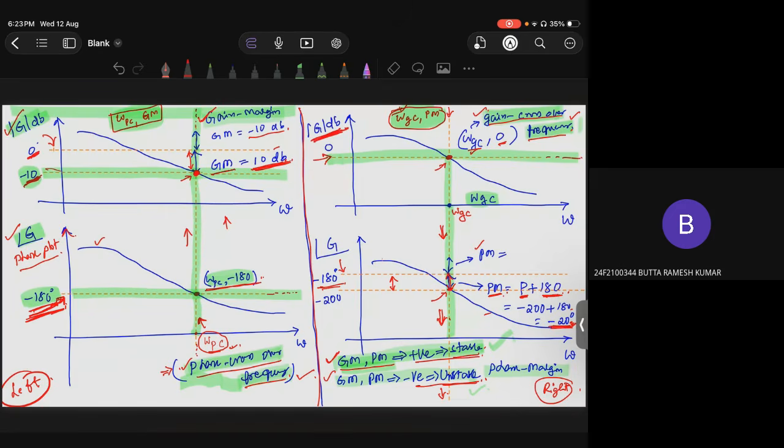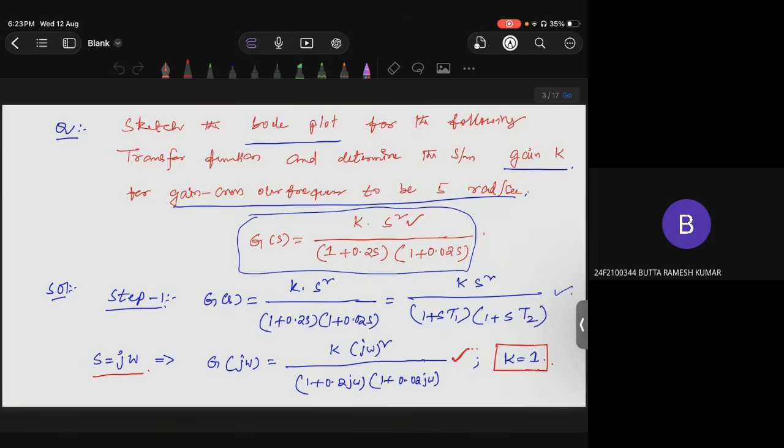Now let me show you an example of how to do these calculations. Start with this example. You have G of s as this transfer function. Our job here is to find the gain K. What value of K will give us a gain crossover frequency of 5 radians per second? That is our question. What is the K here?